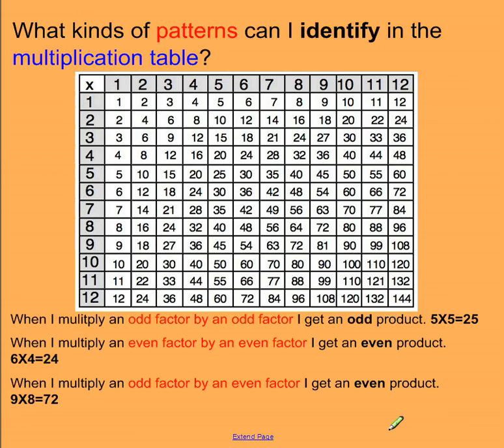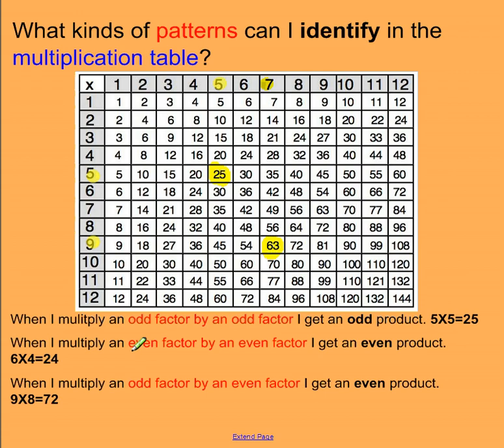Another pattern you can notice in the multiplication table is if we look at odd and even numbers. When I multiply an odd factor by an odd factor, I get an odd product. For instance, if I look at 5 times 5, that equals a product of 25. It is an odd product. An odd number 5 multiplied by another odd number 5 equals an odd product. I can show another example of that. If I have 7, which is an odd number, and I multiply 7 times 9, which is another odd number, I'm going to get a product of 63, which is an odd number.